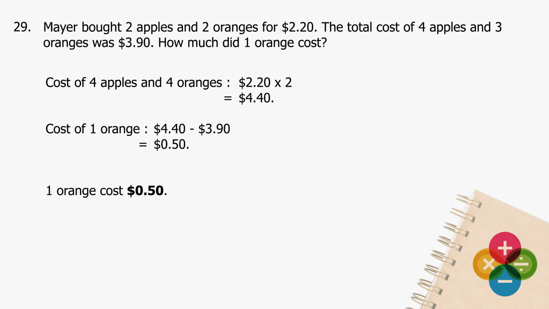The cost of 4 apples and 4 oranges will be: multiply $2.20 by 2, and the product is $4.40. The cost of 1 orange will be: subtract $3.90 from $4.40, and the difference is 50 cents. 1 orange costs 50 cents.